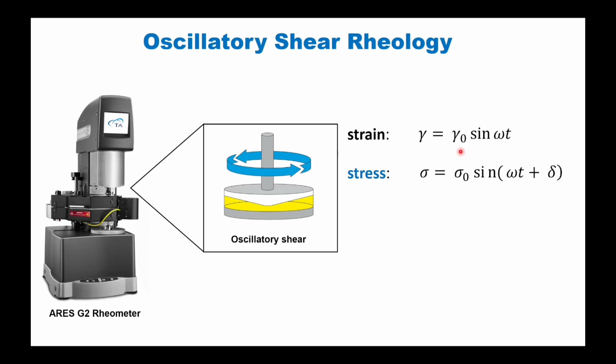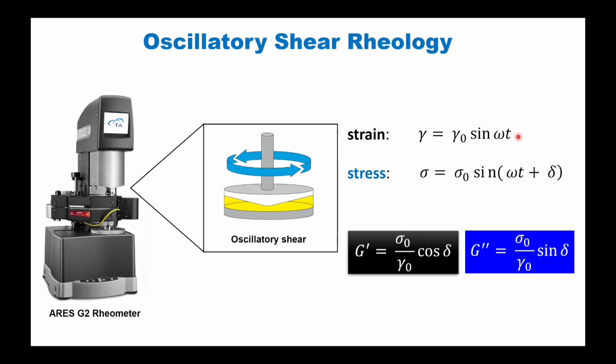So when the strain amplitude is small, the stress can be written this way. It's just a similar signal in terms of frequency, but shifted by some phase. So two simple material functions, G prime and G double prime, for example, can be defined using this relationship.